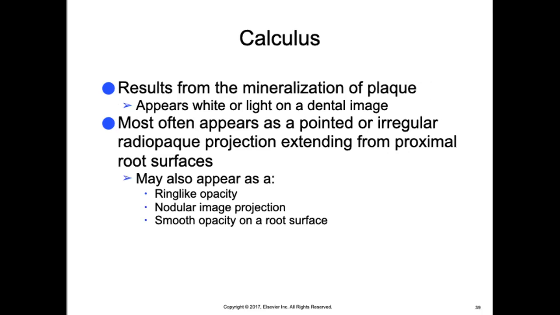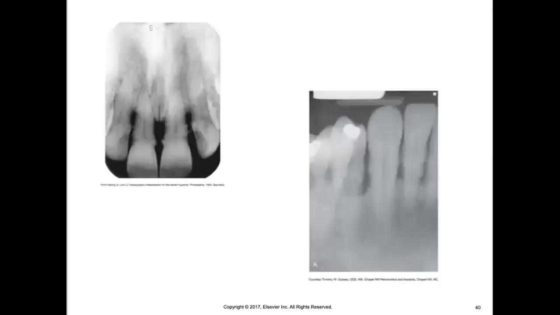It most often appears as a pointed or irregular radiopaque projection extending from the proximal root surfaces. They almost look like little barnacles that we would see on the side of a ship. They may also appear as a ring-like opacity, a nodular image projection, or a smooth opacity on a root surface. So these are stone-like concretions that form on the crowns and roots of the teeth due to the calcification of bacterial plaque. If you look at figures 34-28 through 34-32, we can see some examples of what radiographic tartar looks like.